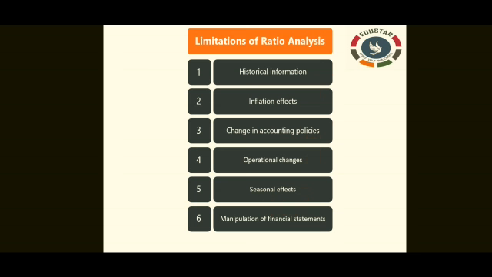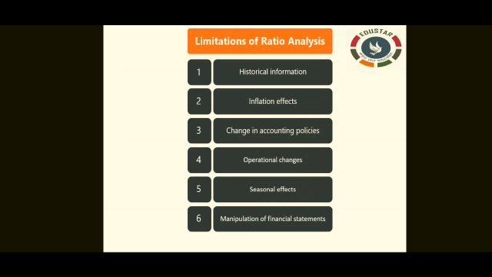Third one, changes in accounting policies. We know that there are various accounting policies. We know very well about the calculation of depreciation. We saw a lot of methods. Then valuation of inventory and treatment of intangible assets. In this treatment, various methods are there.